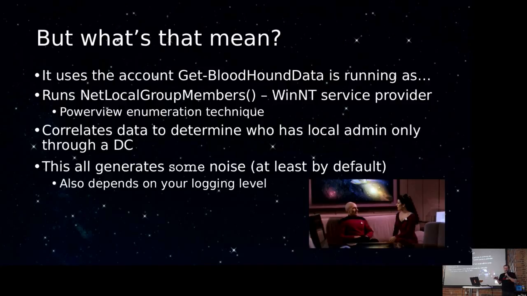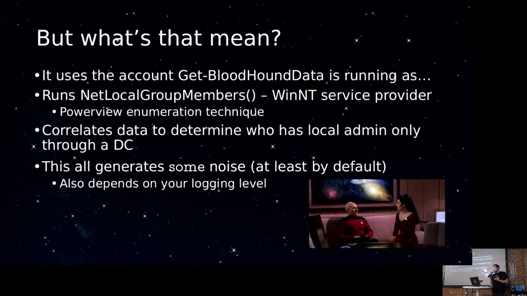Will wrote the enumeration activity, and this is directly from him. It uses the NetLocalGroupGetMembers Windows service provider as an enumeration technique. This is also a PowerView enumeration technique. If you don't know what PowerView is, I would suggest going and looking it up. It's some great tools. The other part is it will enumerate different data from the domain controller and correlate them and try to figure out who has local admin just based on talking to the domain controller. And so there aren't a lot of specifics there because I don't have them. But that's another future research topic.